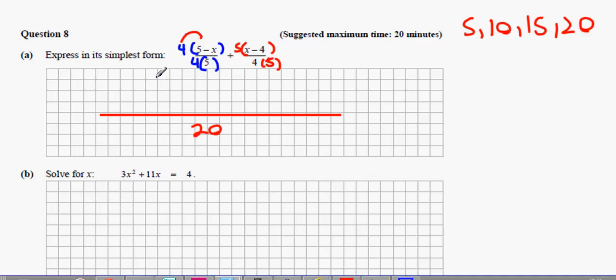On the top it's going to be 4 multiplied by 5 is 20. 4 multiplied by minus x is minus 4x. 5 multiplied by x is 5x. And 5 multiplied by minus 4 is minus 20. Now the 20s will cancel, and we're left with minus 4x plus 5x, which is going to be x over 20.